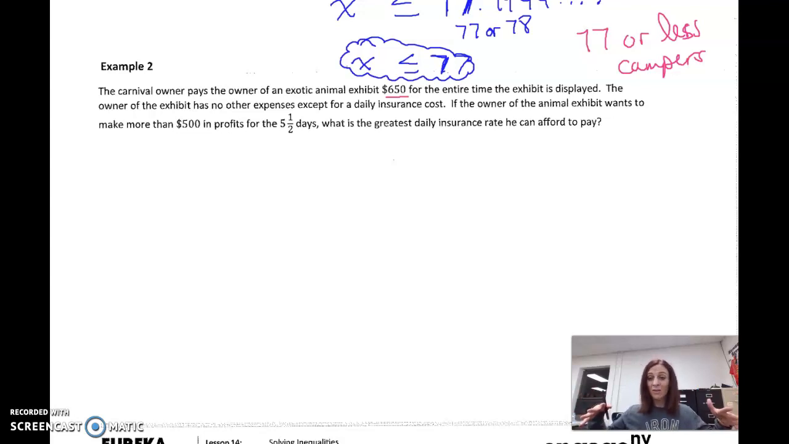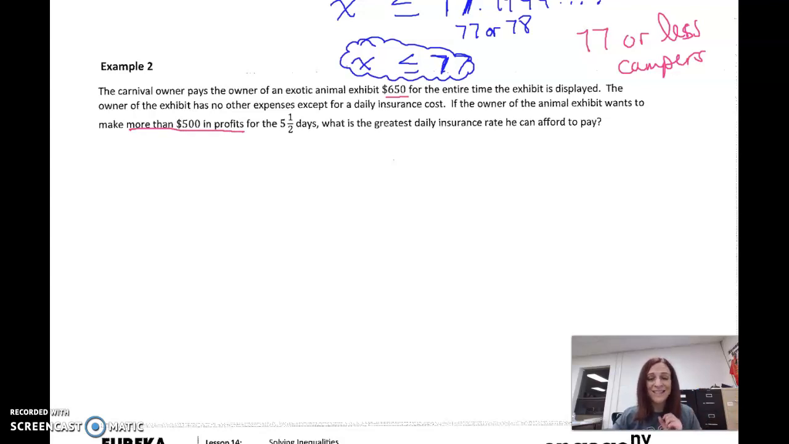displayed. Okay, so the carnival, have this carnival here, they're going to pay this exotic animal exhibit, this person who runs it, to come in. Here's $650, show your exotic animals. Now, the owner of that exotic animal has no other expenses except for a daily insurance cost. Okay, now they want to make more than $500 in profits. And remember, it runs for 5.5 days.